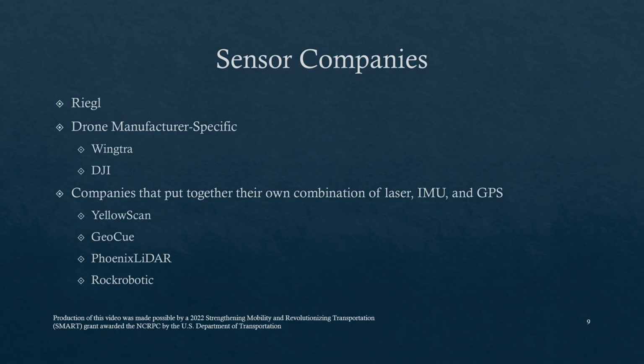So some of the sensor companies, you have Riegl, which is really the Bentley of LiDAR sensors. They're the name brand, they're the most expensive. Then you have some manufacturer specific LiDARs made by Wingtra and DJI. Again, all of these have to bring a combination of laser, GPS, and IMU, which is what you see in those four other companies I have listed there. They all kind of have their secret sauce or combination of those three components.